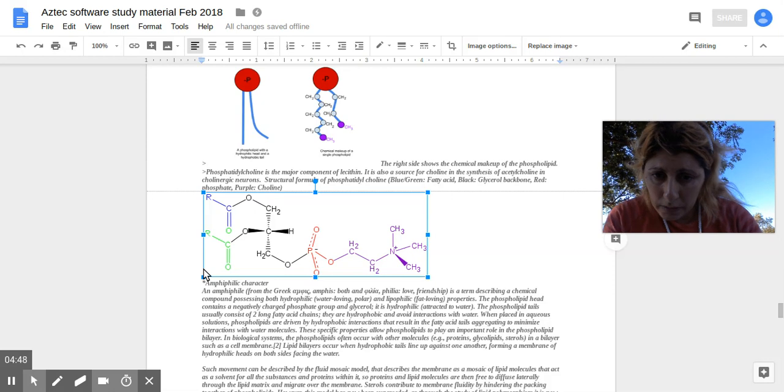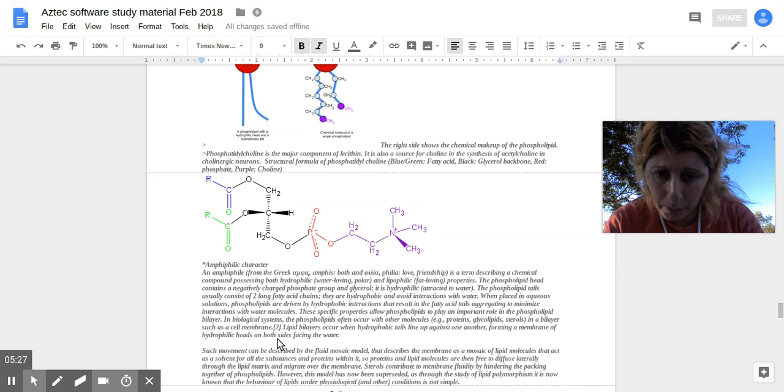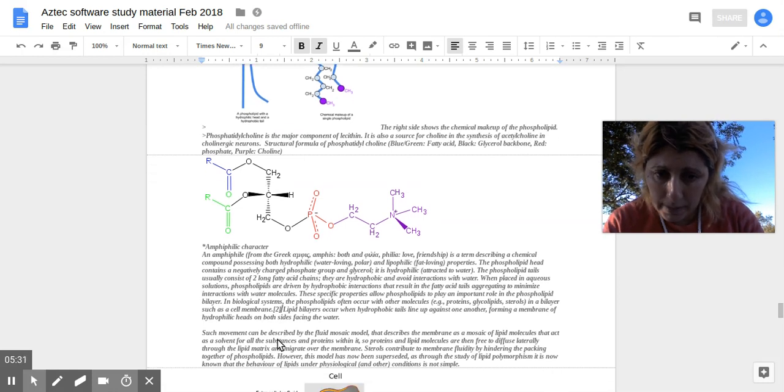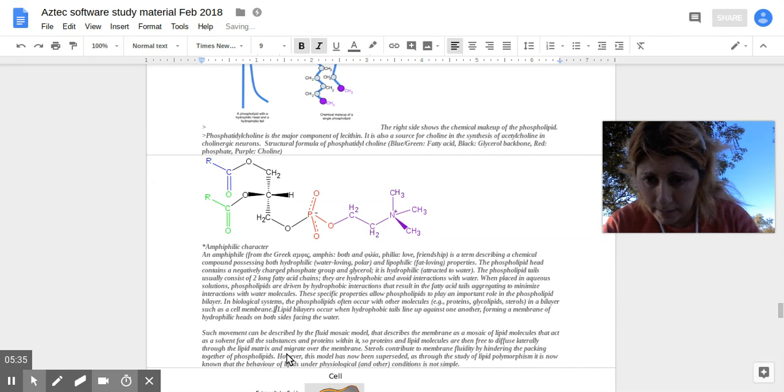In biological systems, phospholipids occur in molecules, also such as proteins, glycolipids, and sterols interact with phospholipids. So in the bilayer, such as in the cell membrane, lipid bilayers occur when hydrophobic tails line up against one another, forming a membrane of hydrophilic heads on both sides facing the water. Such movement can be described by the fluid mosaic model, describing the membrane as a mosaic of lipid molecules that act as a solvent for all the substances and proteins within it.